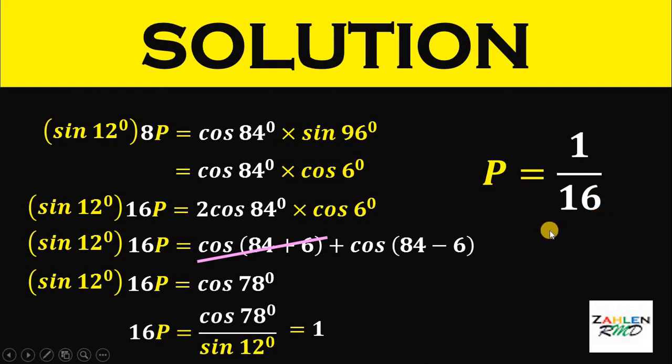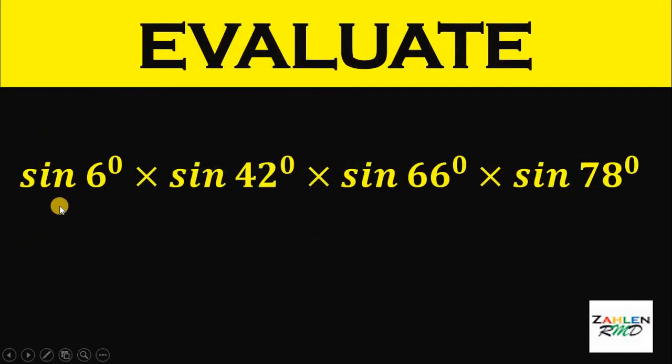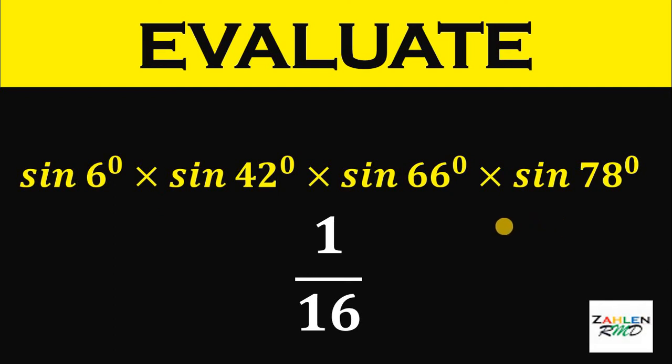Now, recall that the value of p is equal to the expression right here. Sine 6 degrees times sine 42 degrees times sine 66 degrees times sine of 78 degrees. And we get the value of p, which is equal to 1 over 16. Therefore, the value of this expression is simply 1 over 16. And we're done.